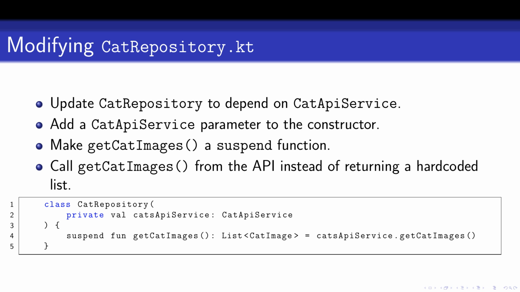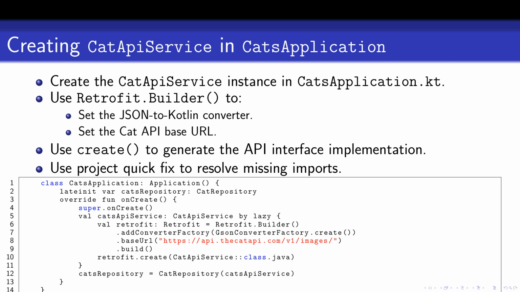Now let's update CatRepository. Instead of returning a hard-coded list, the repository should call the actual API. To do this, we inject a CatApiService instance through the constructor and make getCatImages a suspend function. When invoked, it uses the Retrofit interface to fetch real images from the cat API. In the CatsApplication.kt file, we create the Retrofit instance using Retrofit.Builder. We set the base URL, specify JSON as the converter, and use the create method to generate the API service. This Retrofit instance is then passed into the repository, so the rest of the app can use it to make network calls.